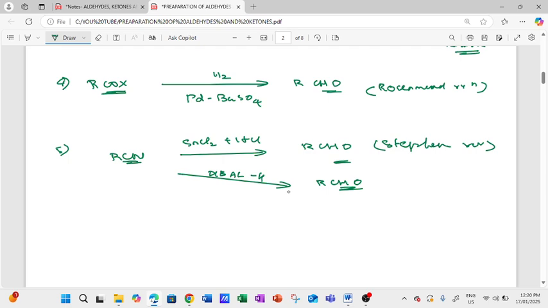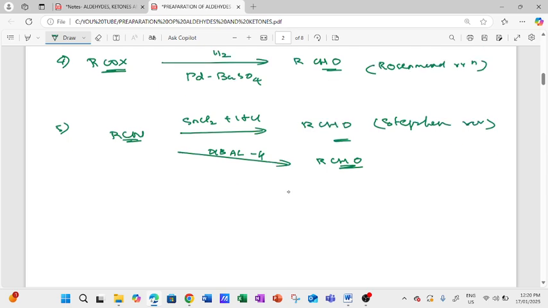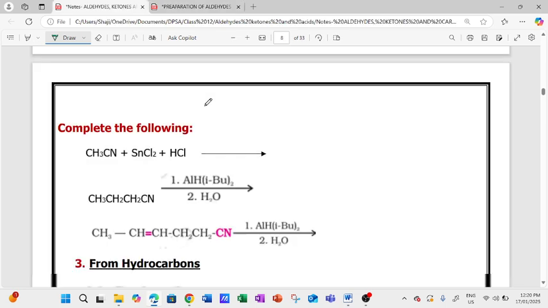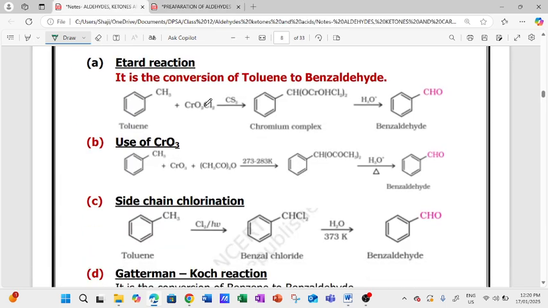Got it? So the last one is from hydrocarbons. From hydrocarbons, especially we are taking toluene and benzene. See, from toluene we can have three methods. First one is the Etard reaction. Toluene undergoes reaction with chromyl chloride, CrO2Cl2, in CS2 followed by H3O+, acid hydrolysis.